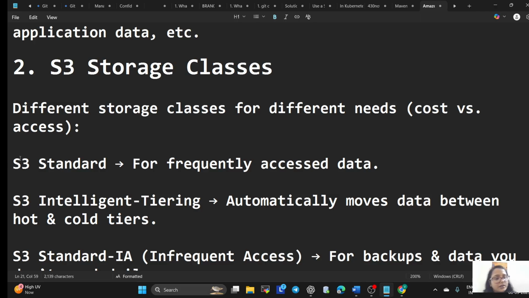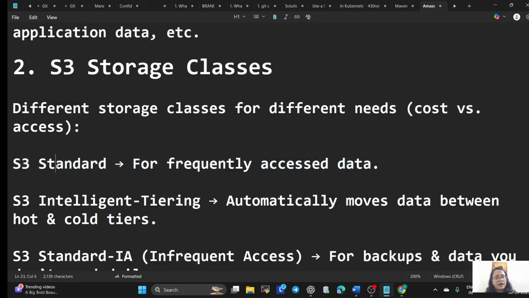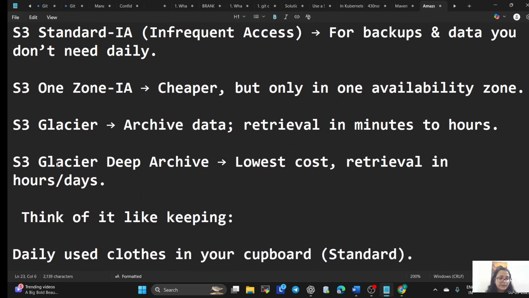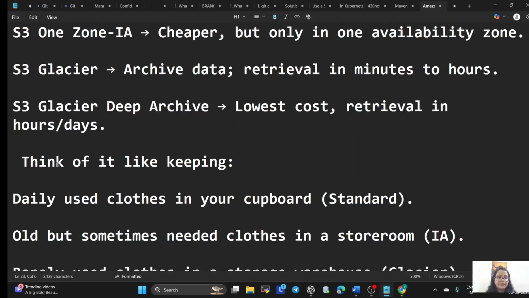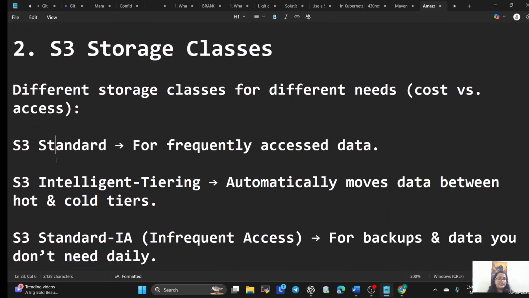That is the default, the normal one. S3 Standard is for frequently accessed data. See, in S3 Standard, if you have uploaded your data and you ask to download it, that will happen in a second. But in S3 Standard, it is very costly. Yes, it's very costly.